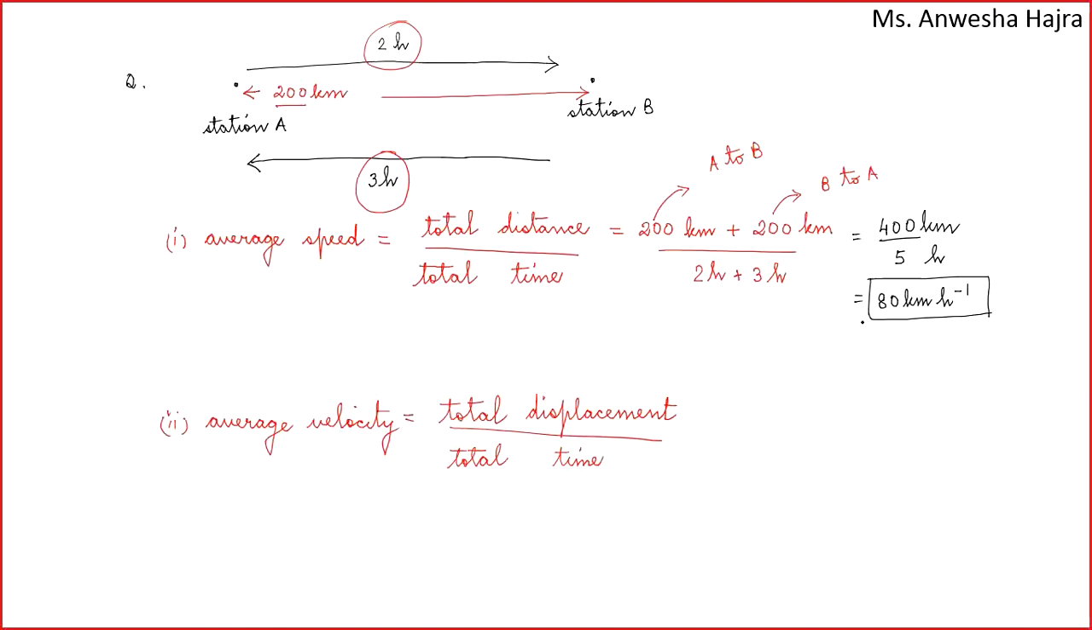Now we come to average velocity. Average velocity is total displacement by total time. Now what is displacement? It is the shortest distance between the starting and the final point. It is the shortest distance between initial and final position.